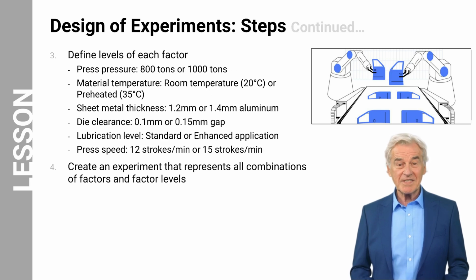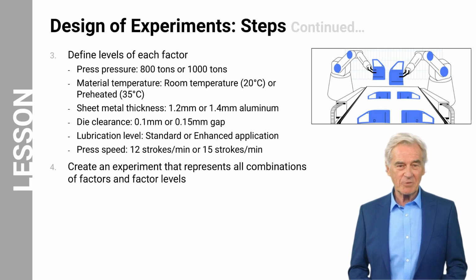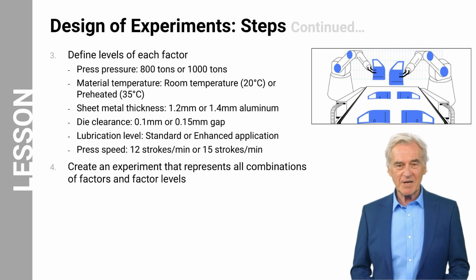The third step is to define the levels at which each factor is going to be tested. For this example, the levels could be the following: press pressure, 800 tons or 1,000 tons. Material temperature, room temperature 20 degrees Celsius or preheated 35 degrees Celsius. Sheet metal thickness, 1.2 millimeters or 1.4 millimeters aluminum. Die clearance, 0.1 millimeter or 0.15 millimeter gap. Lubrication level, standard or enhanced application. Press speed, 12 strokes per minute or 15 strokes per minute.